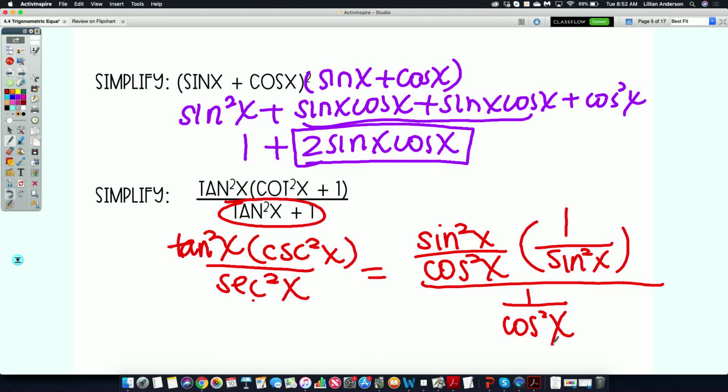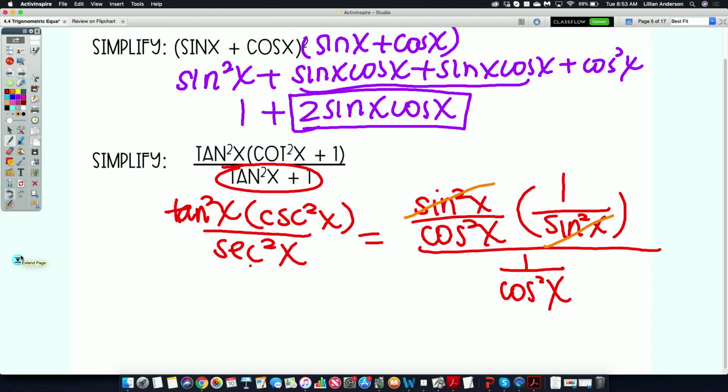Keep simplifying. Your sine squares cancel out. Now, if you notice, once you cancel that out, you have 1 over cosine squared x all over 1 over cosine squared x. When you have the same thing being divided, that becomes 1. So all of that simplifies down to 1. Questions on simplifying?